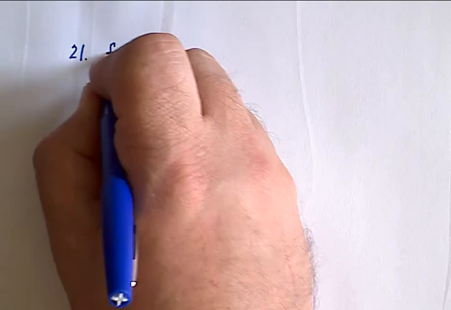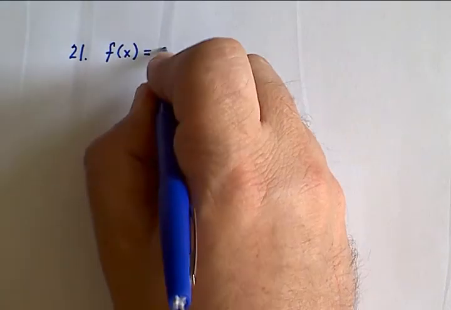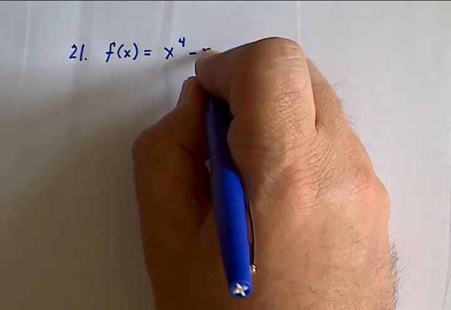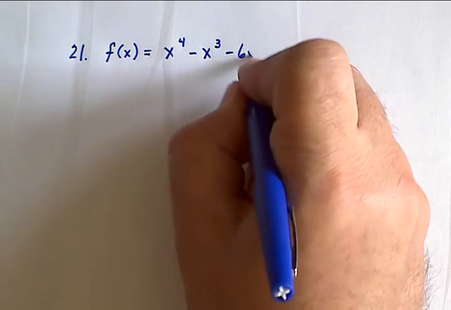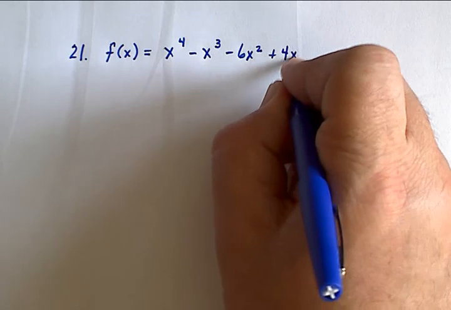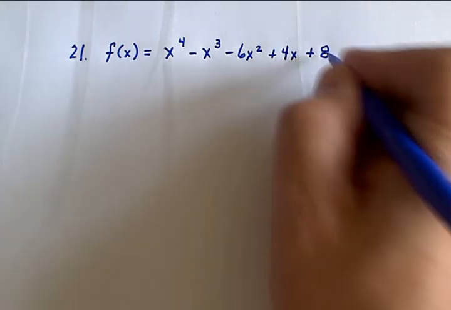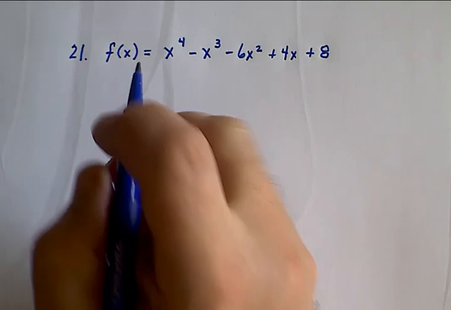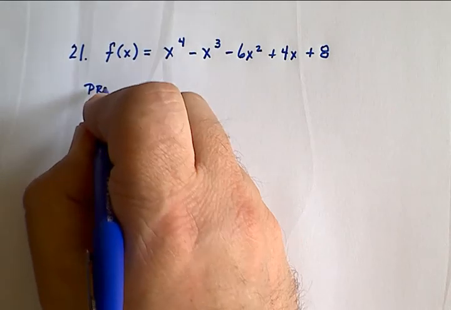F of x equals x to the fourth minus x to the third minus 6x squared plus 4x plus 8. Okay, so again, all three of these can be done using the same method. So the first thing I want to do is find my PRZ, possible rational zeros, just like I got done doing.